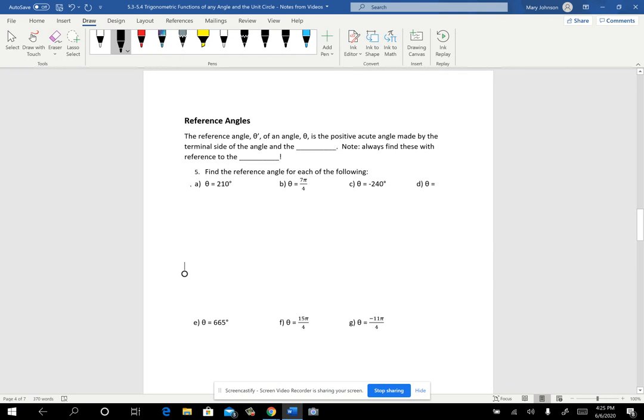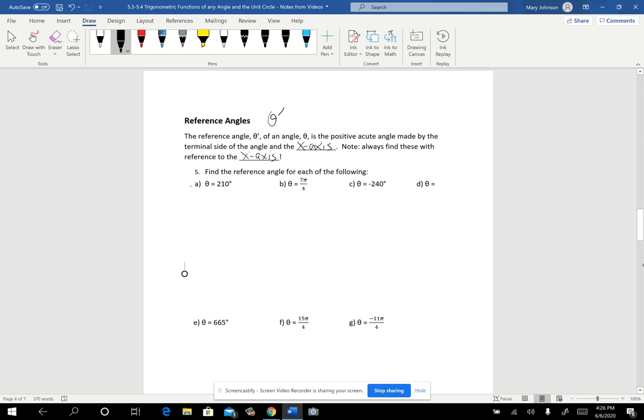All right, so a reference angle, we call that theta prime of an angle theta, is this acute angle that you make by taking the terminal side of your angle and dropping a perpendicular to the x-axis. And you always find these relative to the x-axis. That's very important. And you should be drawing pictures when you do these. You should be thinking about pictures when you do these. So let's go ahead and take a look at how to find the reference angle for each of these, okay?